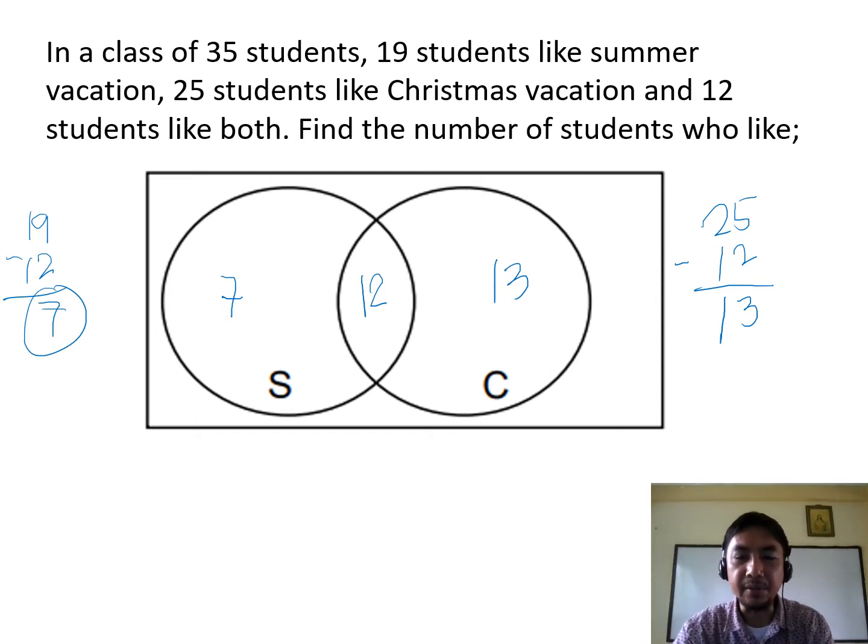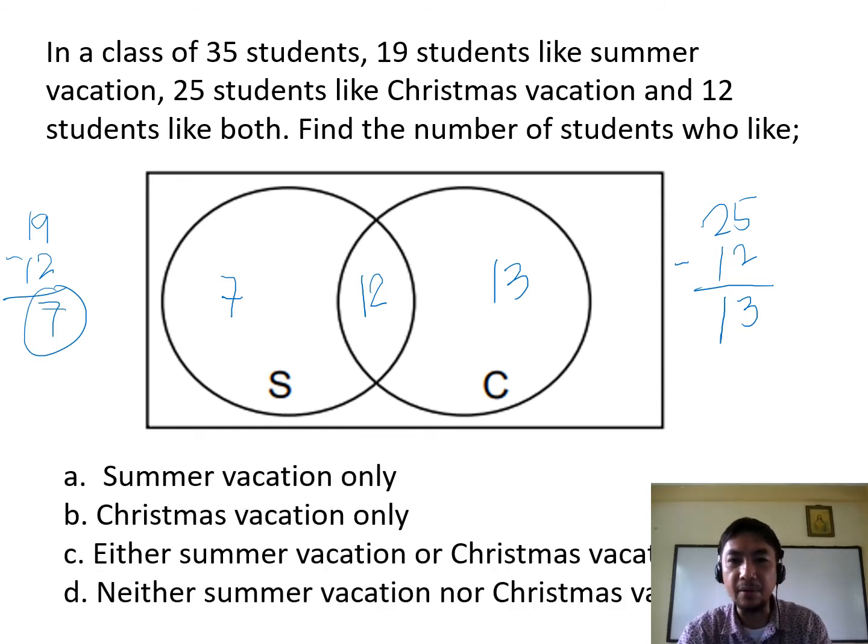Now, the question is, find the number of students who like summer vacation only. So, kung titingnan mo, ang summer vacation only ay 7 lang ang gusto. Now, how about the number of students who like Christmas vacation only? That would be 13. Then either summer vacation or Christmas vacation, of course, this is the intersection between the two sets, set C and set S. And that would be 12.